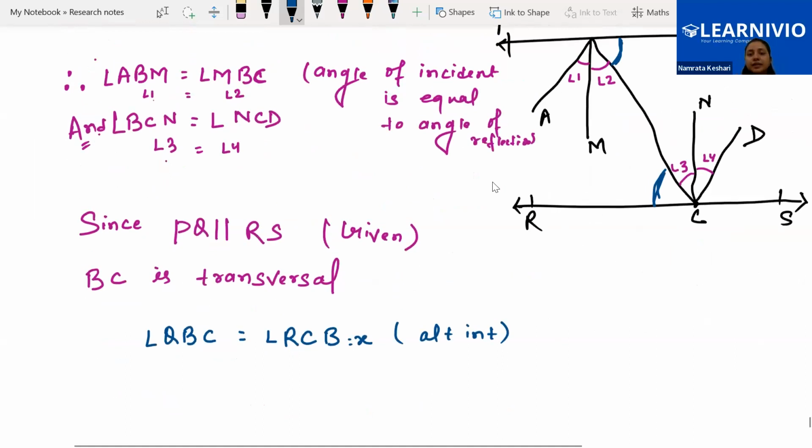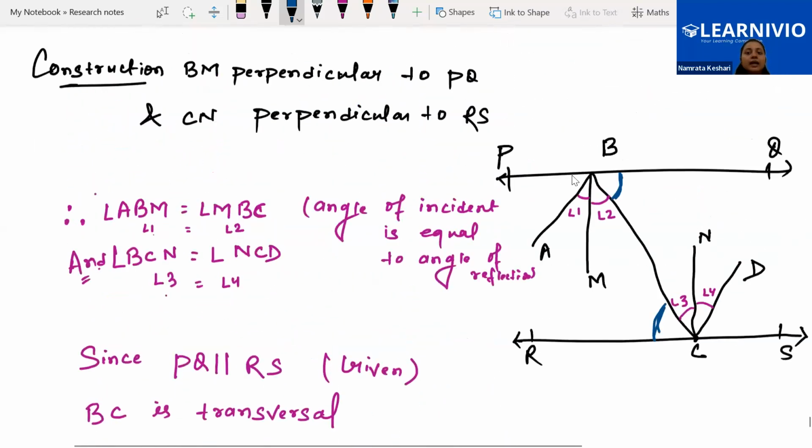These two are alternate interior angles, which we have assumed as x. Therefore now we can write that since angle MBQ is 90 degrees and angle NCR is also 90 degrees. See, I'm talking about angle MBQ. Focus on MBQ. I'm going to say that this total is 90 degrees. And here also this completely is 90 degrees. We know that, perpendicular we have dropped. So angle MBQ and NCR, these two are 90 degrees.